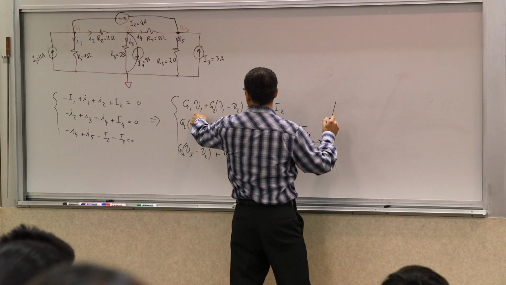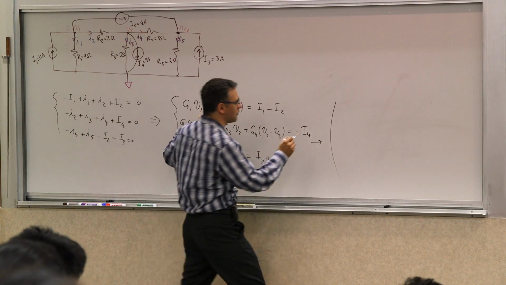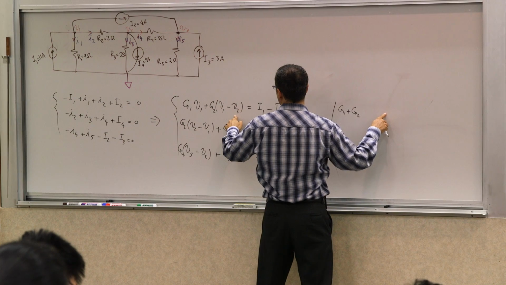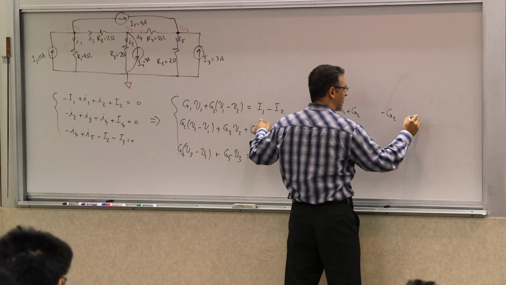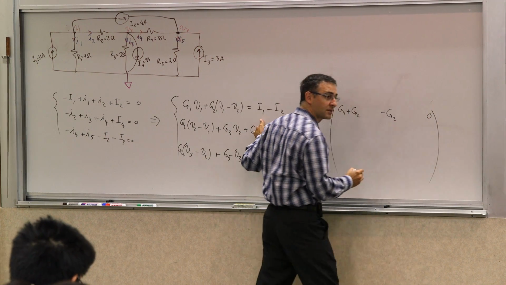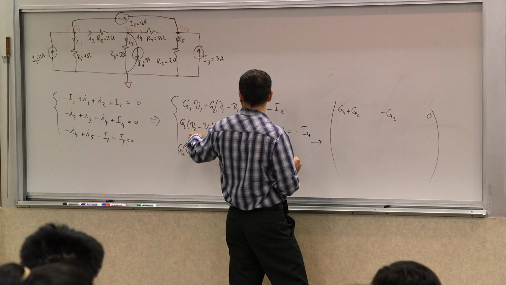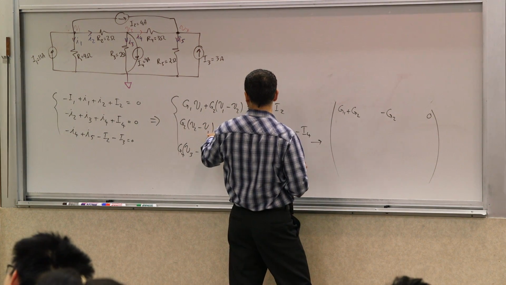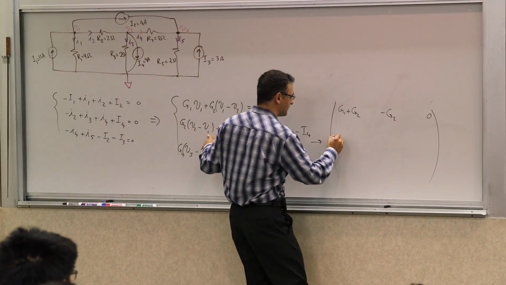So what are the terms of the matrix? What are the terms that have V1 here? G1 and G2. So it's G1 plus G2. The second term, which is associated with G2, is negative G2. The third term is 0 because there's no V3 in this equation. Now, how about the second row? The only term associated with V1 is negative G2.